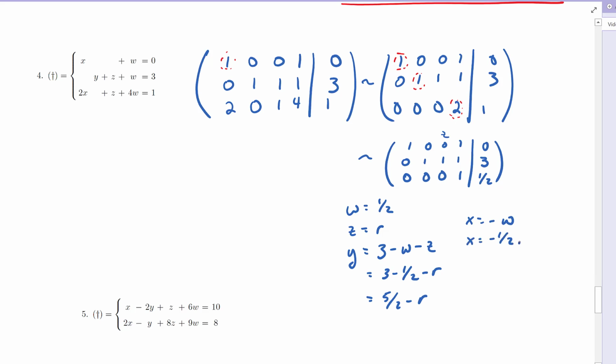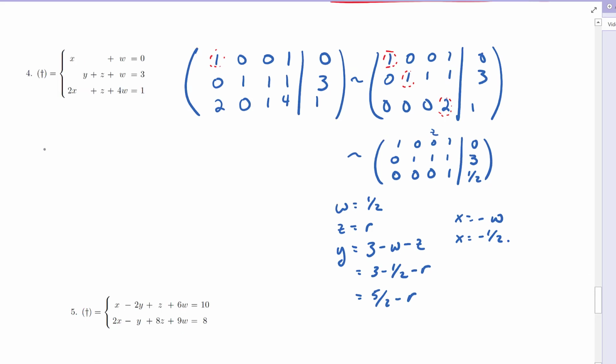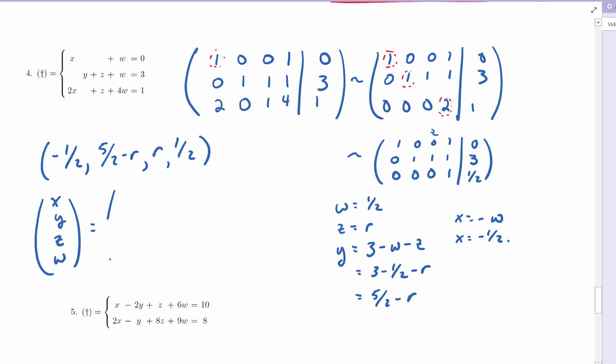Okay? So as an ordered quadruplet, we would write our solution as negative 1/2, comma, 5/2 minus R, comma, R, comma, positive 1/2. And that's a way of representing the solution. If we wanted to put it in that vector form, we'd have X, Y, Z, W, and that's equal to negative 1/2, 5/2, 0, 1/2, plus R times 0, negative 1, 1, 0.